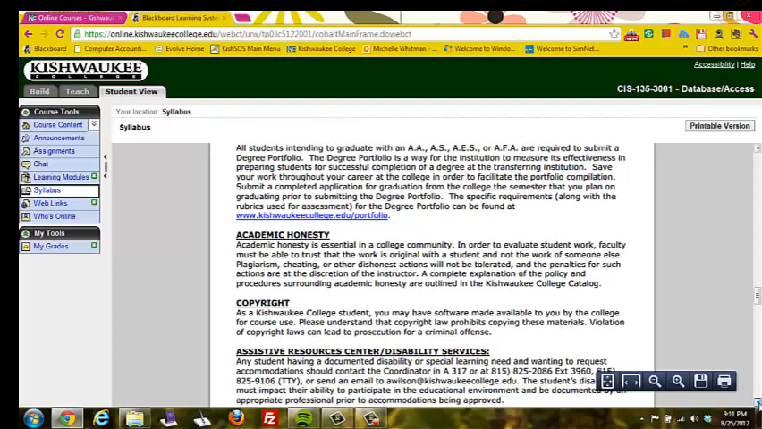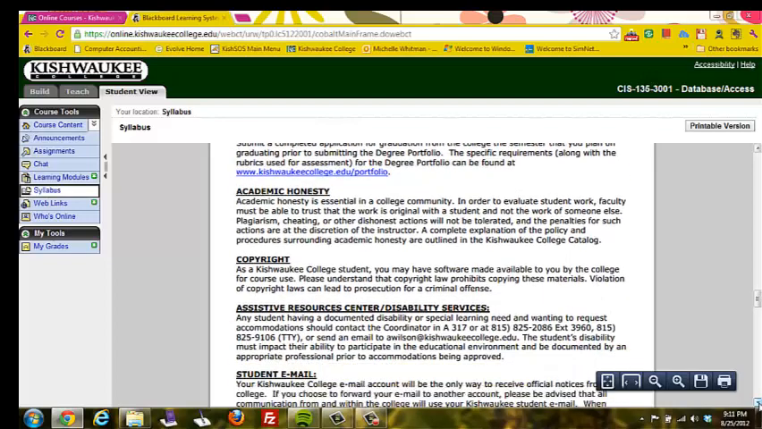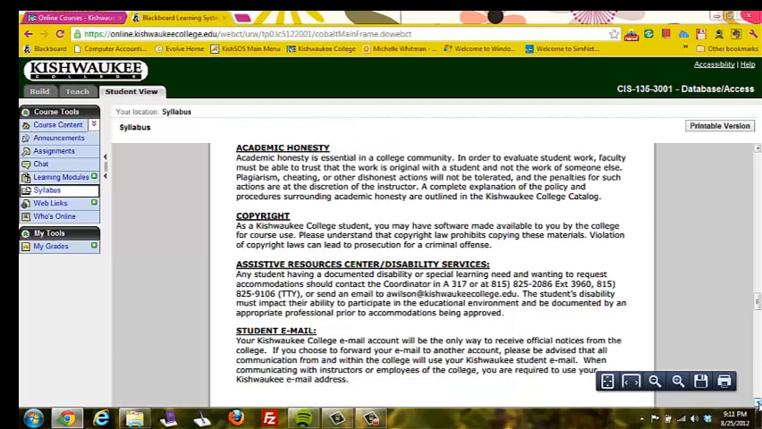Graduation requirements, again, read that. You can go to the portfolio area. We want to make sure that you're doing your own work and not the work of someone else's. So plagiarism, cheating, and other dishonest actions will not be tolerated, and we will take care of this on a case-by-case basis.